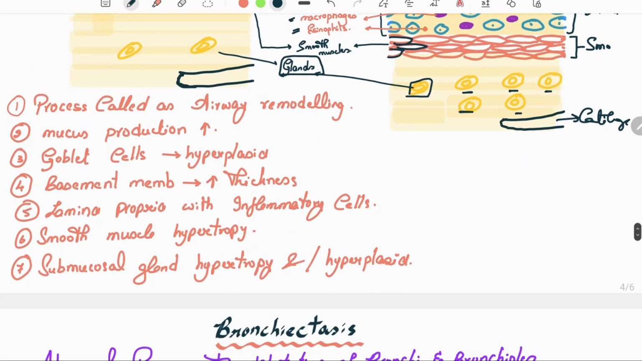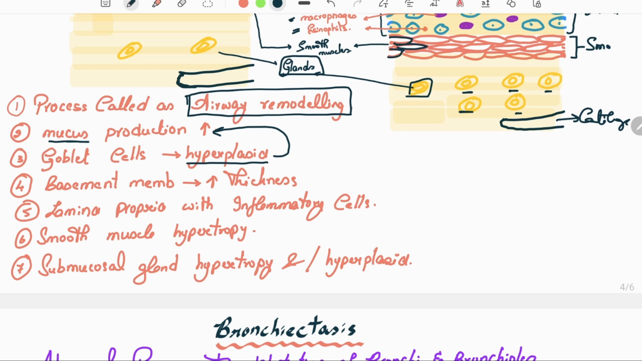So to finalize, altogether this process is called airway remodeling, like the airway is modifying itself. How is it modifying? There is an increase in mucus production. How? Due to hyperplasia, like goblet cells undergoing division. Because of the division, there is an increase in mucus production.